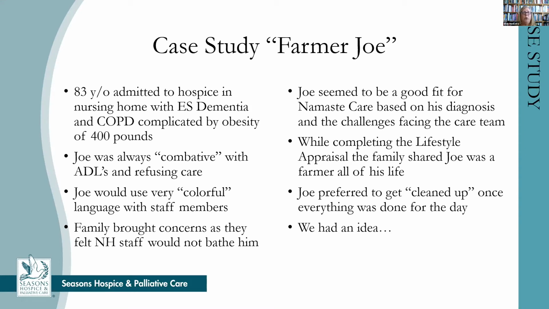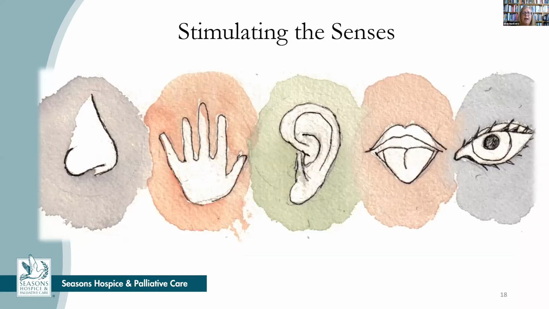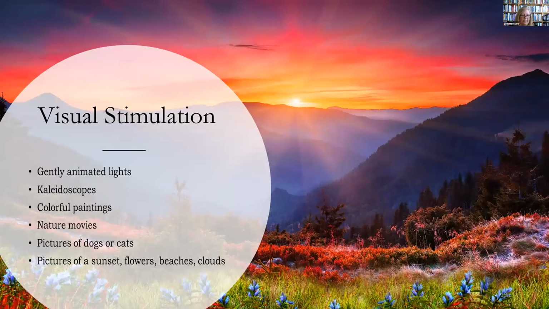Now, we all know Alzheimer's, dementia: stair step down, plateau, decline. Our plan of care has to be constantly updated, but this worked for a couple of weeks with Farmer Joe. It was so beneficial, and to say the least, the family was pleased. So Namaste Care, as you can tell, is really about stimulating those senses to promote comfort, relaxation, and reminiscence. And so we're going to look at stimulating the senses.